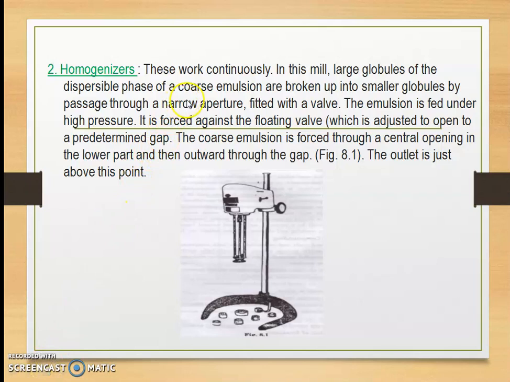Then the homogenizer. This figure or diagram is of a homogenizer. These work continuously. In this mill, large globules of the dispersible phase of a coarse emulsion are broken up into smaller globules by passage through a narrow aperture fitted with a valve. The emulsion is fed under high pressure. It is forced against the floating valve, which is adjusted to open to a predetermined gap. Then the coarse emulsion is forced through the central opening in the lower part, then outward through the gap. The outlet is just above the point.